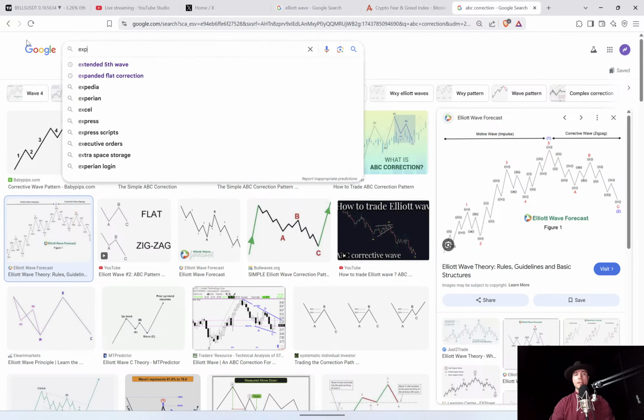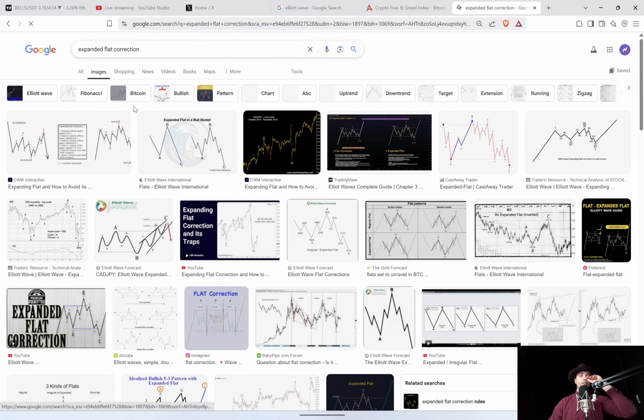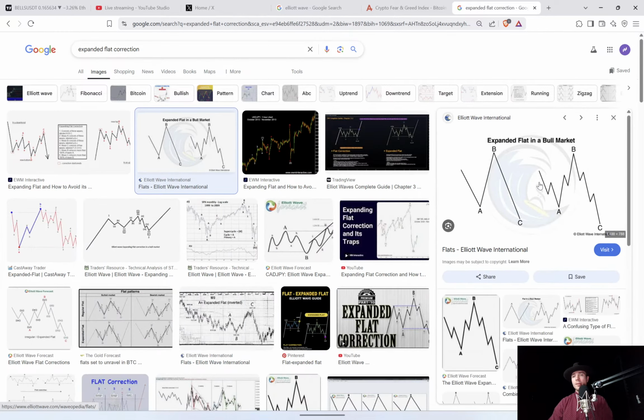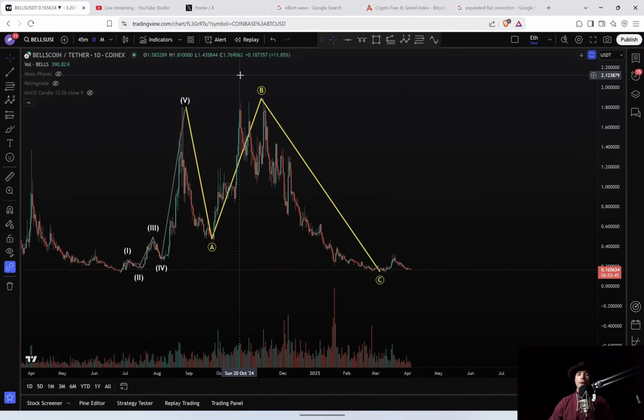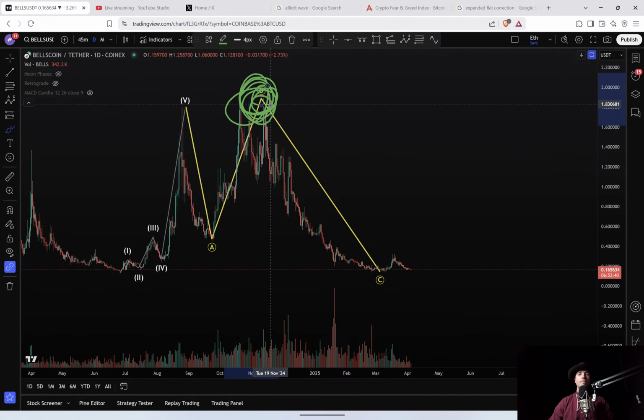So you can type in expanded flat, and you'll get a lot of examples of these expanded flat corrections and kind of what they look like. But essentially, wave B goes up over the top of wave 5, and then that wave C comes back down for a big, brutal move. And it usually tricks a lot of people. A lot of people buy the market right here.